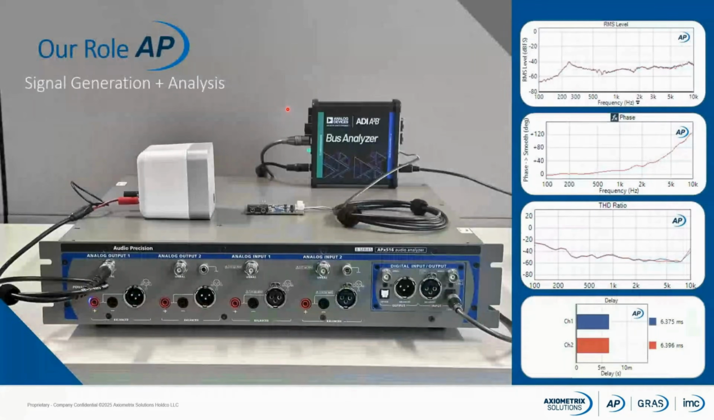So in other words, the AP analyzer role is to generate the audio stimulus and to acquire the output signal from the network and to produce the desired measurement results. And the bus analyzer makes all of that possible by providing a mechanism to stream audio into or out of the network.